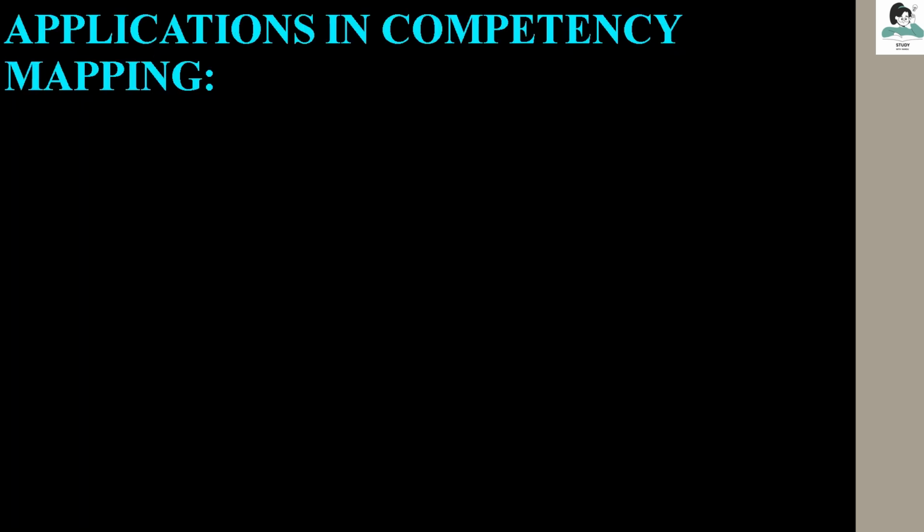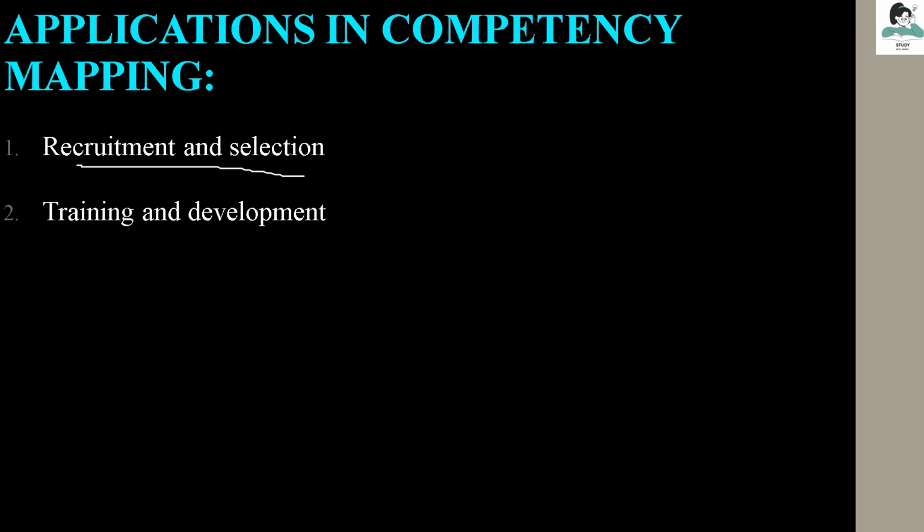So next we have applications of competency mapping. If you are clear with the concept of competency mapping, then this will be very easy to understand. Competency mapping is not only used to identify employee skills, but it also helps organizations in almost every HR function. Now, let us discuss the applications one by one. First is recruitment and selection. Competency mapping helps organizations identify the skills, knowledge, and abilities required for a particular job. Based on these competencies, HR selects the right candidate.